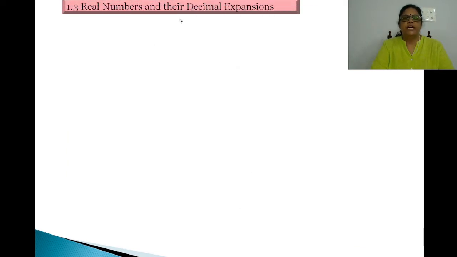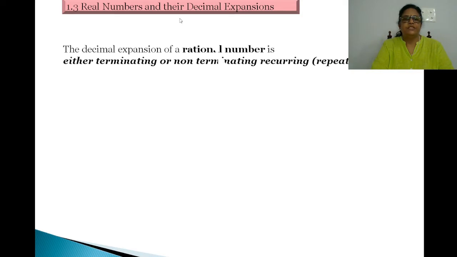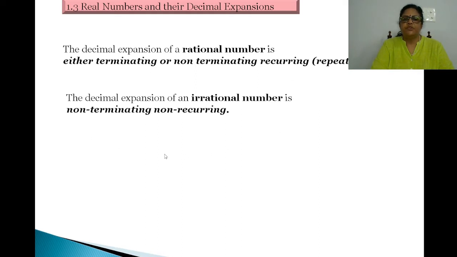So real numbers and their decimal expansions. The decimal expansion of a rational number is either terminating or non-terminating repeating decimal. This we learned in part 2. The decimal expansion of an irrational number is non-terminating, non-repeating, non-recurring decimals. We did more problems on these two points.